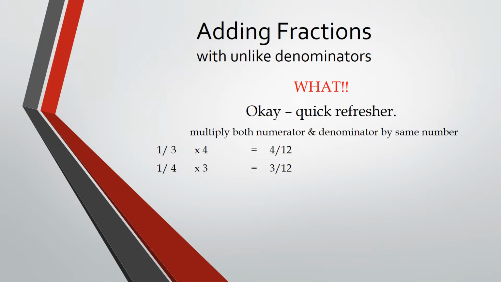So I multiplied the top number by 4. 1 times 4 equals 4. And for 1/4, I had to multiply 4, the denominator, by 3 to get 12. So I have to multiply the numerator, or top number, by 3, and 1 times 3 gives me 3. So I have 4/12 and 3/12.